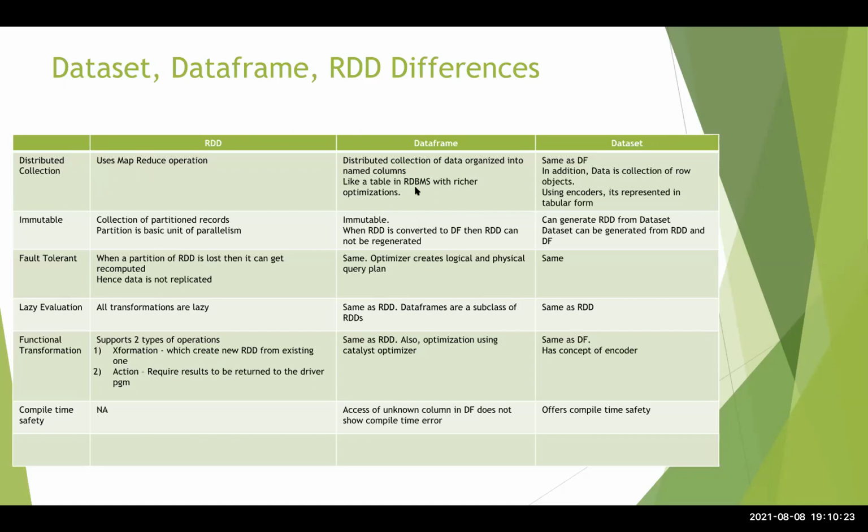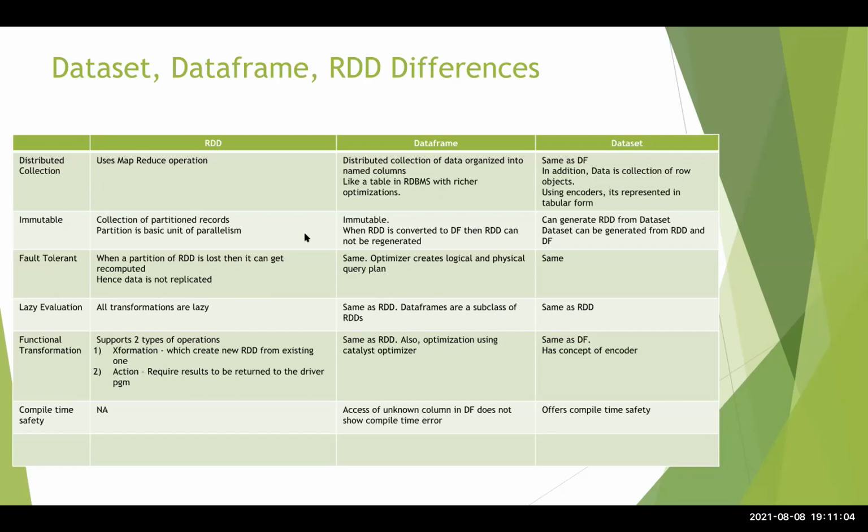It's all distributed for processing. It uses MapReduce. It's a distributed collection of data into named columns. We covered all of this, correct? Dataset will cover the encoders. How does dataset make sure that one record in the file maps to one object of a class? That is done through encoders, and we'll see an example of that later. All are immutable, all are fault tolerant, all are lazily evaluated, and all do transformations and actions. The only thing is, you will get more optimization. Spark optimizer works best on the data frame.